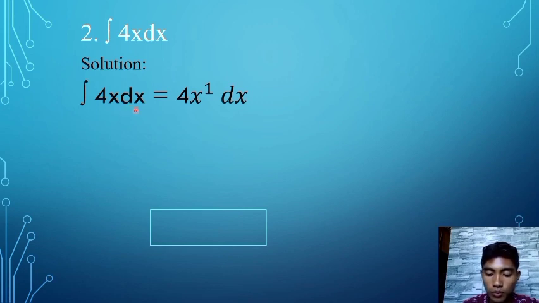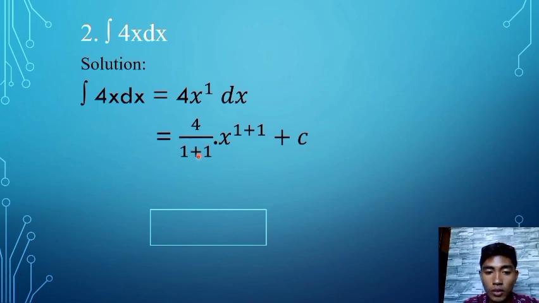Now, let's calculate this problem. We apply the power formula. That is equal to 4 over 1 plus 1 times x raised to 1 plus 1 plus c. And we get 4 over 2 x squared plus c. And the final answer is 2x squared plus c.